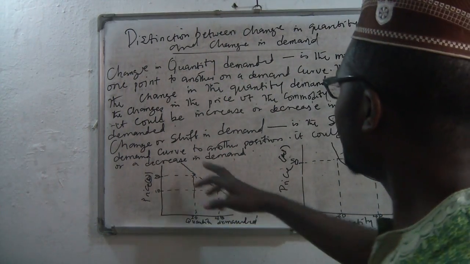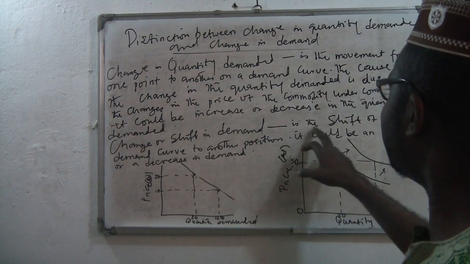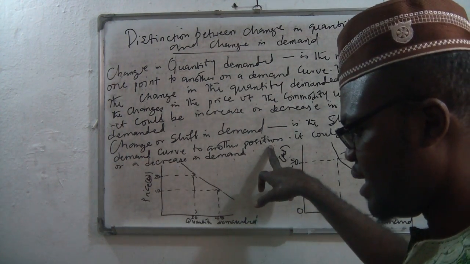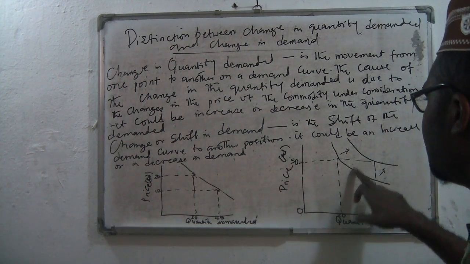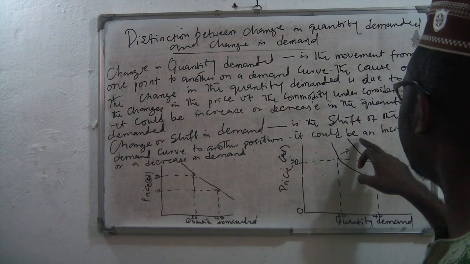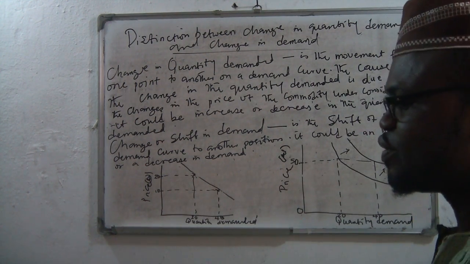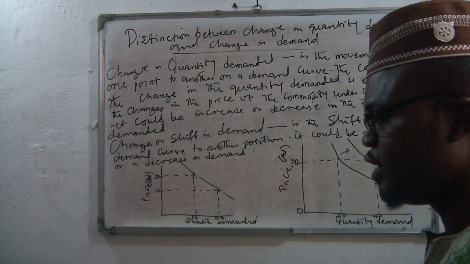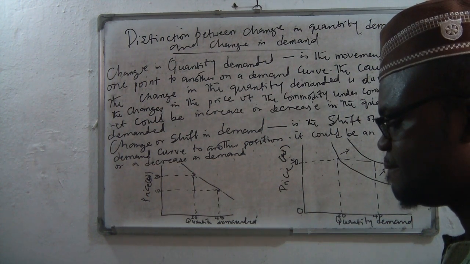Whereas change in demand or shift in demand is the shift of the demand curve to another position entirely. Is that clear? The demand curve shifting to another position. It could be an increase or decrease in demand. And this one could be caused by so many things, including changing taste of individuals, their level of income, and so many other things.